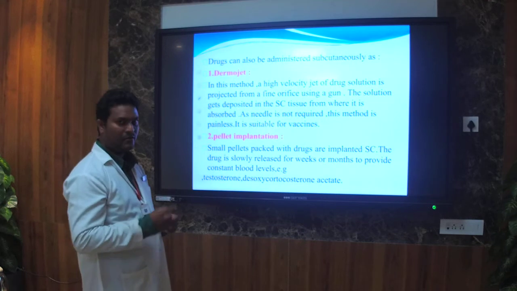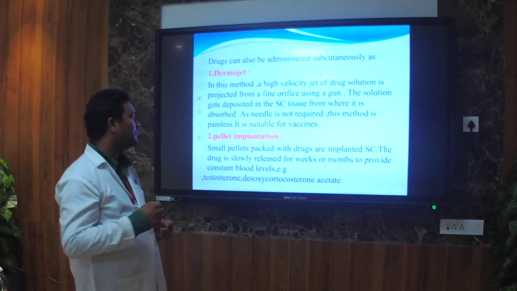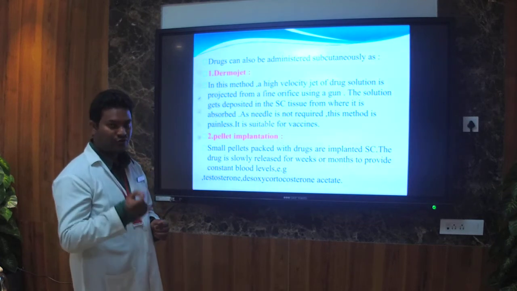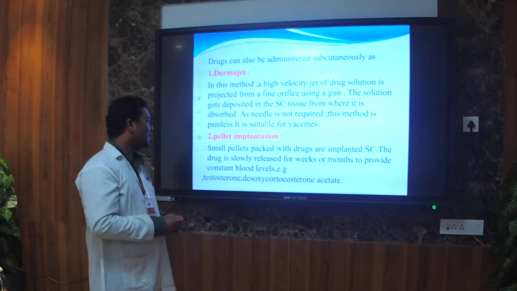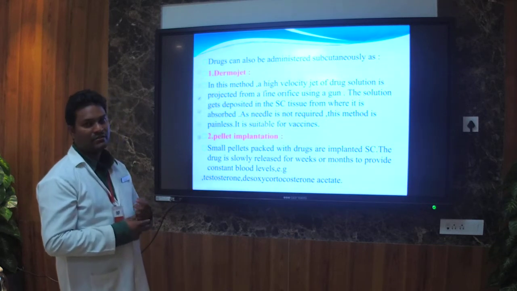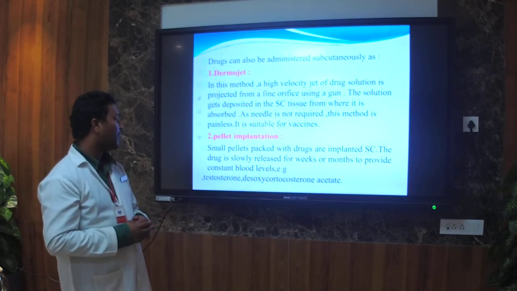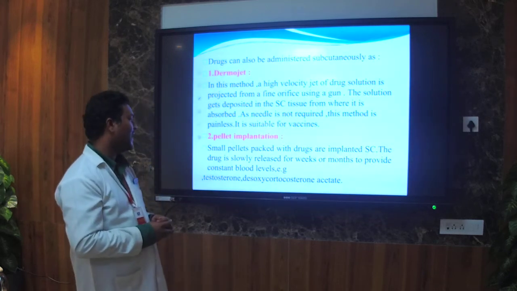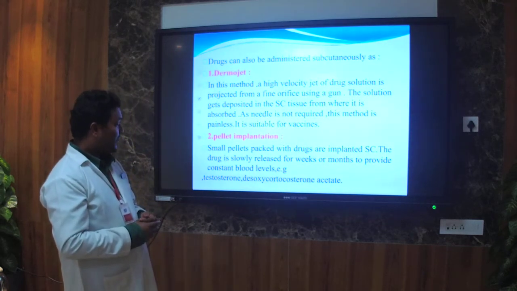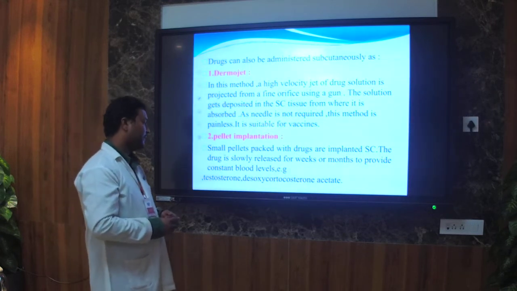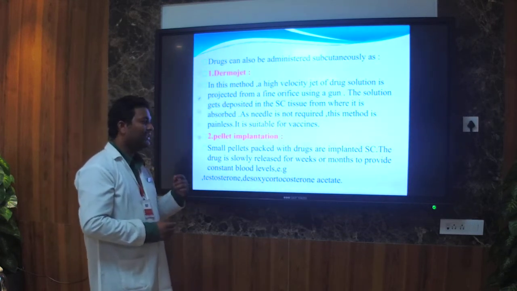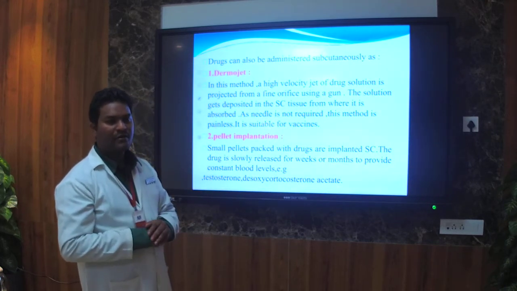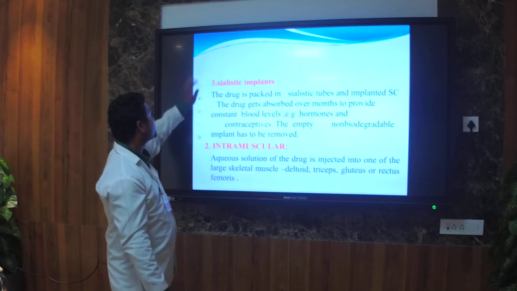Small pellets or small fragments are made, packed with the drugs, and implanted into the subcutaneous tissue with a small puncture. The drug is slowly released over weeks or months to provide constant blood levels. Examples are testosterone and deoxycorticosterone acetate. These are drugs which we give as a small pellet. We make a small puncture, put it into the subcutaneous tissue, and then it gets absorbed.